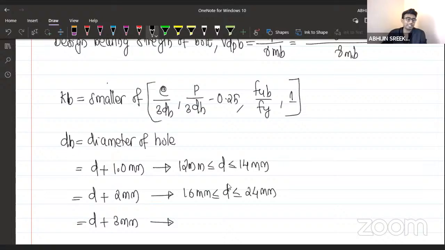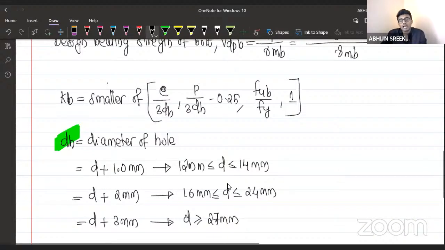And when will we be considering it as 3? Exactly, when the diameter of the shank is greater than or equal to 27 mm, it will be considered as the diameter of the shank plus 3. Very, very important, super important. You have to remember this.